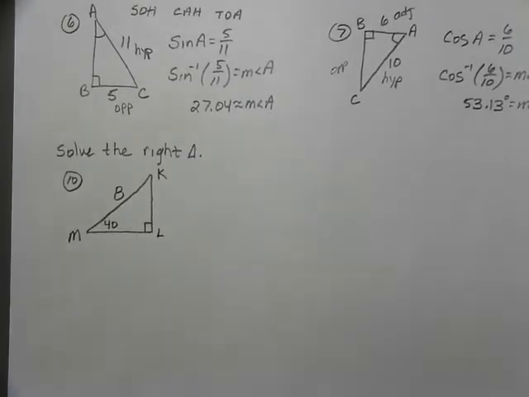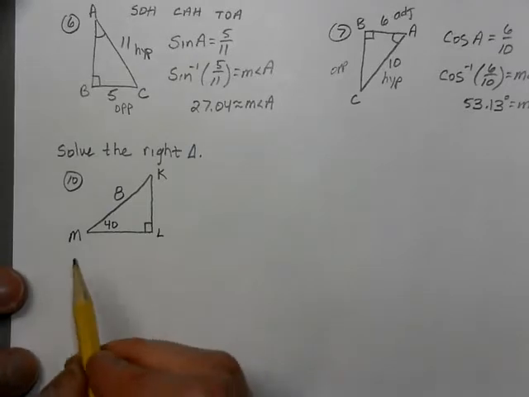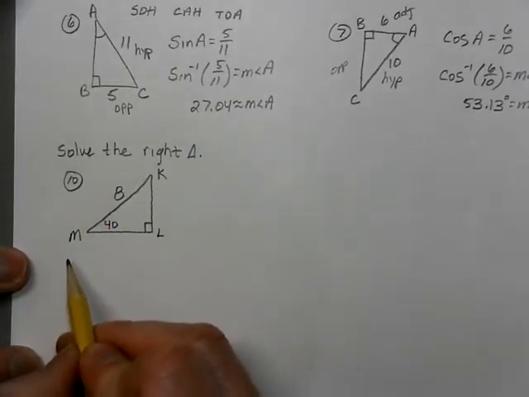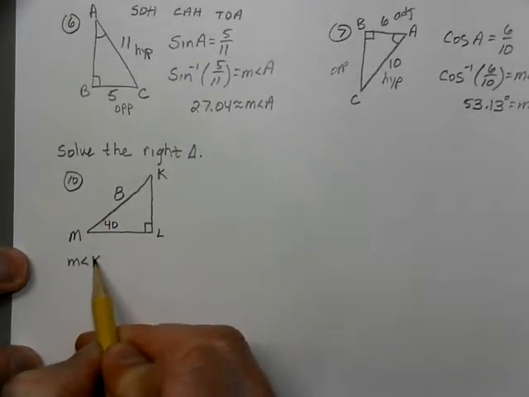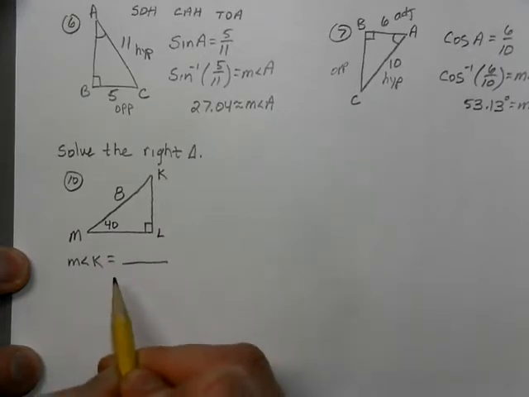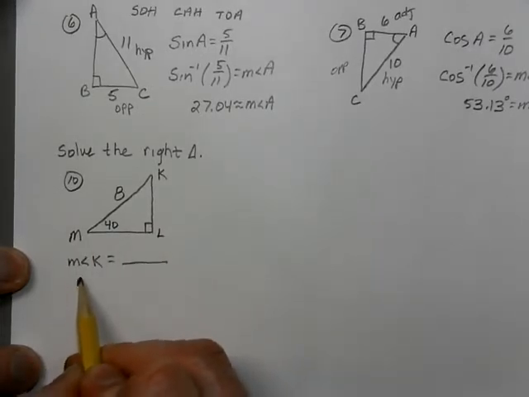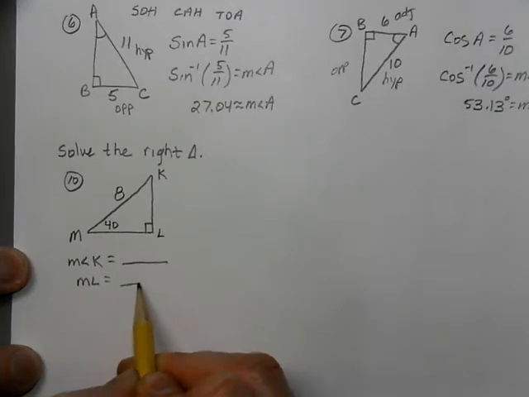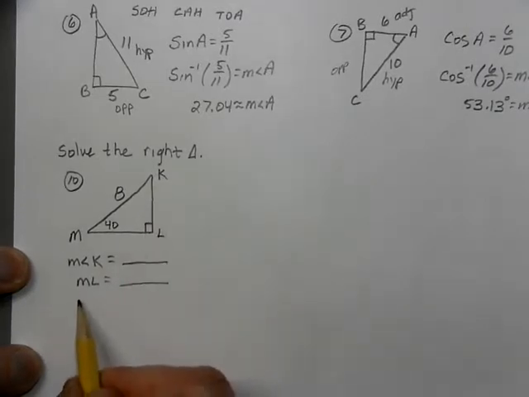For number 10, we're going to solve the right triangle. To solve a right triangle, we have to find the missing sides and the missing angles. So the information we're going to be looking for is the measurement of angle K. We want to find out the length of ML. And we also want to figure out the length of KL.